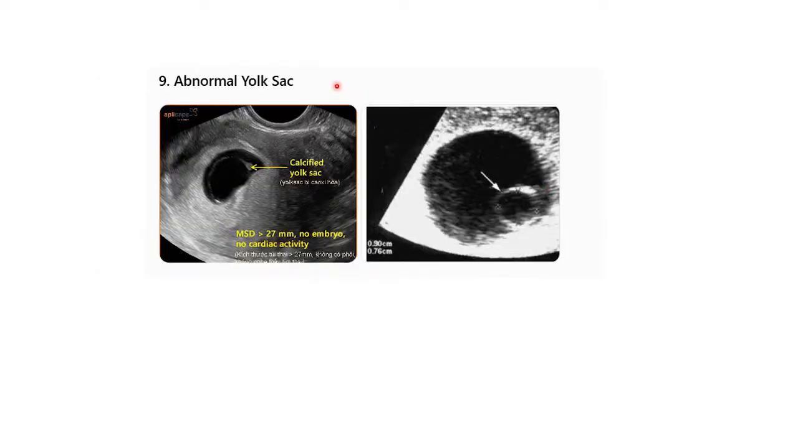Also an abnormal yolk sac. Look at this calcified yolk sac that we have there, and you can see this calcified rim of the yolk sac, which is also irregular. This is another sonographic feature of a failing pregnancy. The yolk sac is also an indicator of a pregnancy that is likely to fail. So you must look at the architecture of the yolk sac itself, whether it is regular and well outlined, without calcifications.